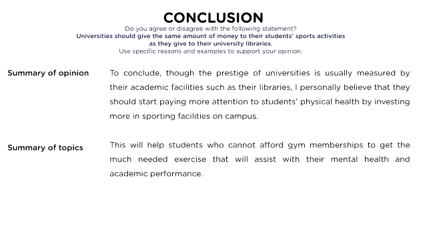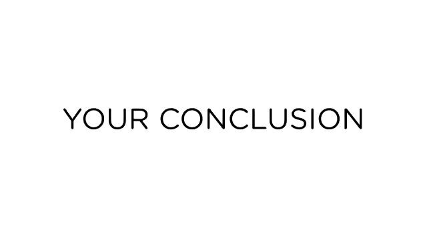So in my body paragraphs, I talked about mental health and the link between physical health and mental health, and I related that to academic performance. Okay, so that was in my first body paragraph. And in my second body paragraph, I talked about, well, students can't afford gym membership, so they can't afford to work out outside of university, and that's why universities should fund sports centres. So I'm just repeating the same ideas, but I'm using different words, synonyms, and different sentence structures, to avoid repetition. So it's your turn to write your conclusion.